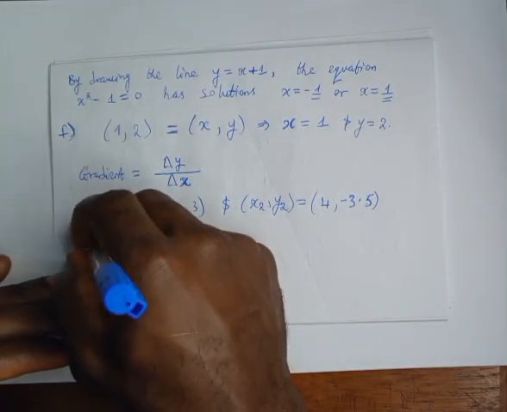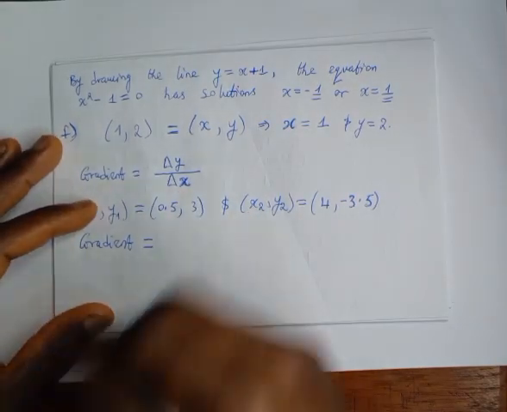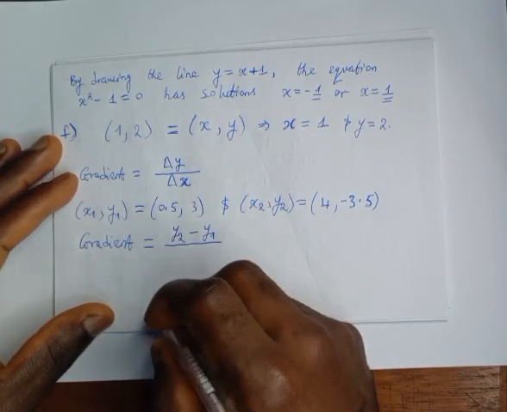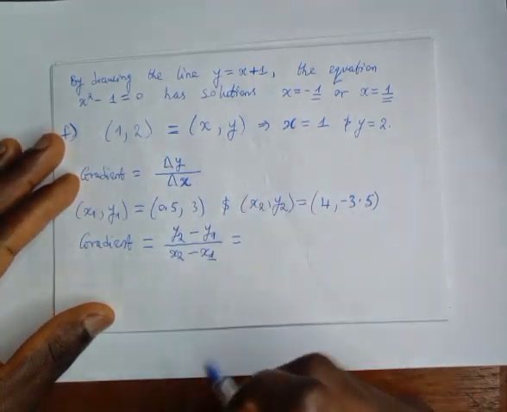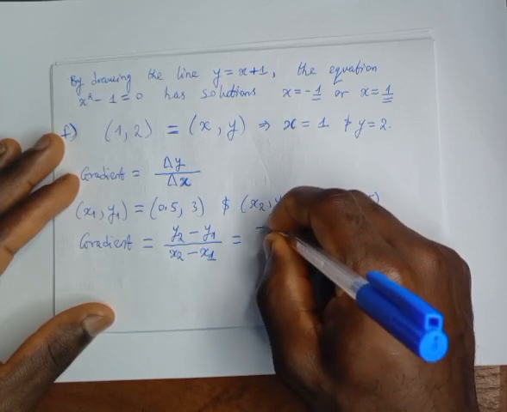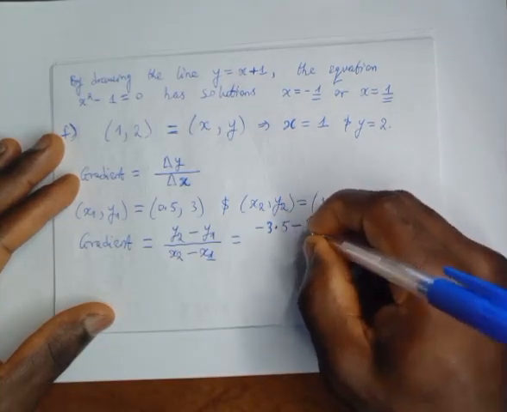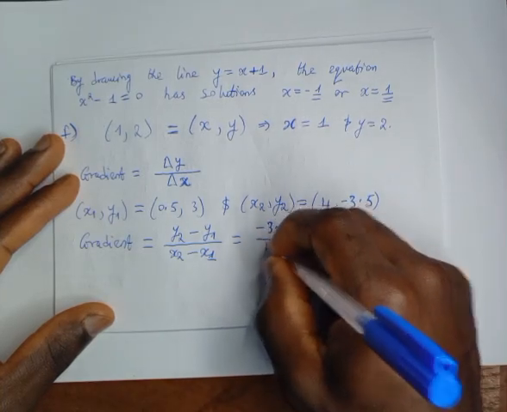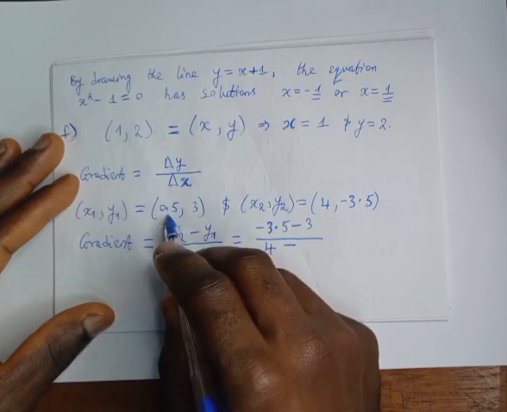Now we can calculate the gradient. The gradient will simply be equal to the change in y, y2 minus y1, over the change in x, x2 minus x1. And this will simply be equal to y2 is negative 3.5 minus y1 is 3. Then we divide by x2, which is 4, minus x1, which is 0.5.